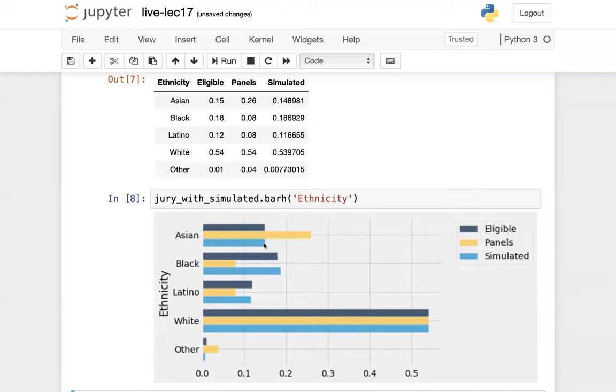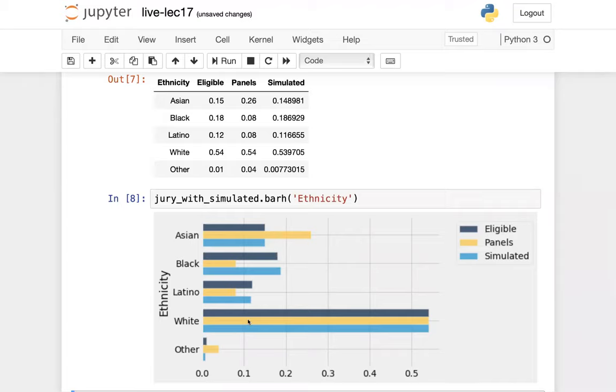And so for this one simulation, it looks like the eligible and the simulation proportions are pretty similar across the board here, whereas the gold ones look quite different for a few of these ethnicities. So that's kind of interesting. But again, that was just one simulation. Maybe it was just chance that it looked really similar to eligible.